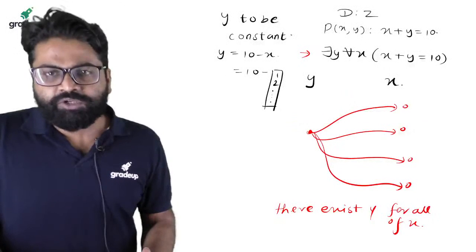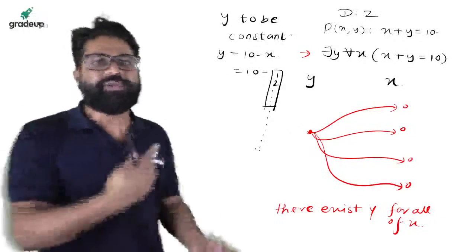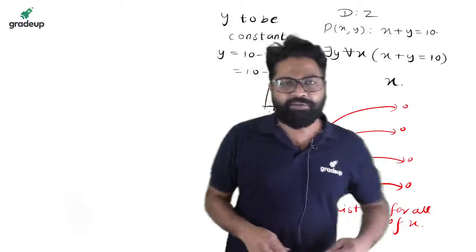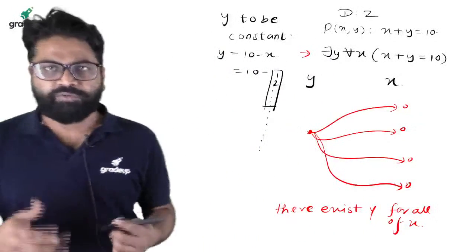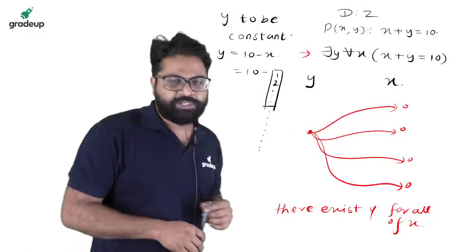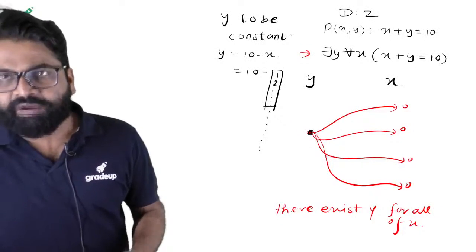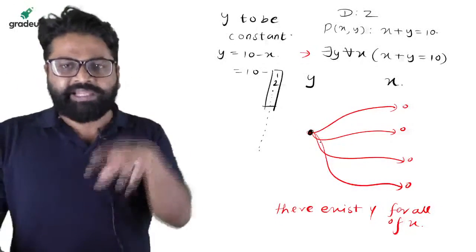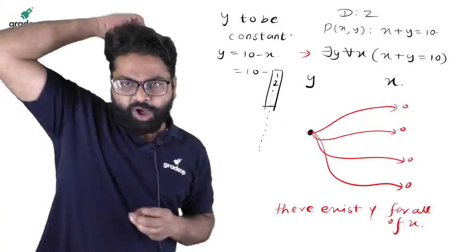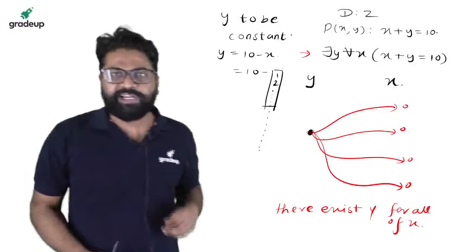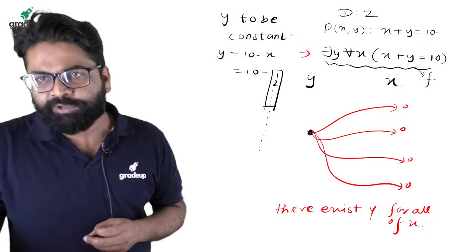So as soon as you change the values of x, you get a different y, right? So can we say that y is going to be constant? No, we cannot say that y is going to be constant. Hence, if I take anything as y, what will happen? There exists a common element y which is going to be true for all the elements of x. Can we say that it is going to be true? No, it is not going to be true. Hence, this statement will become false.